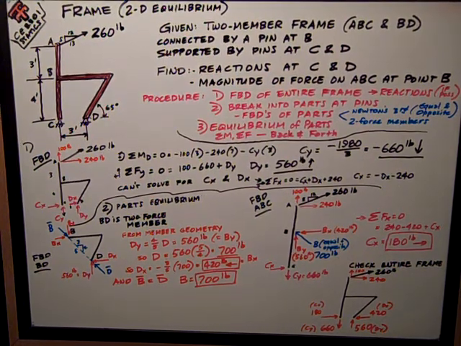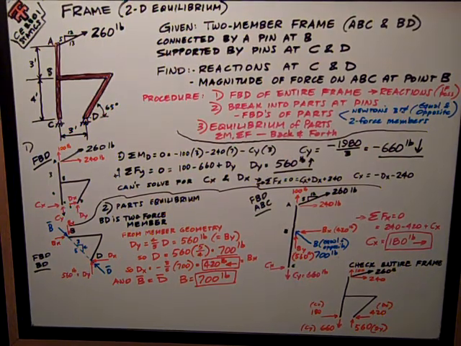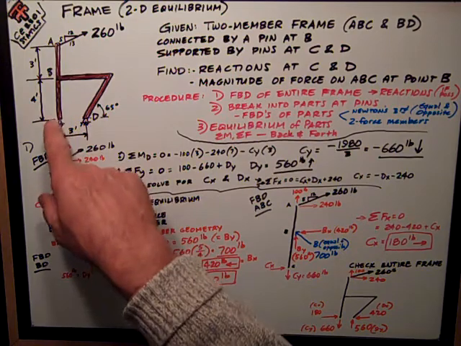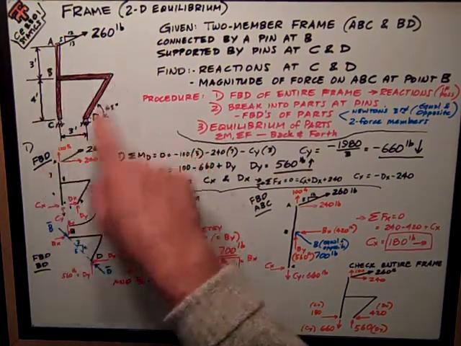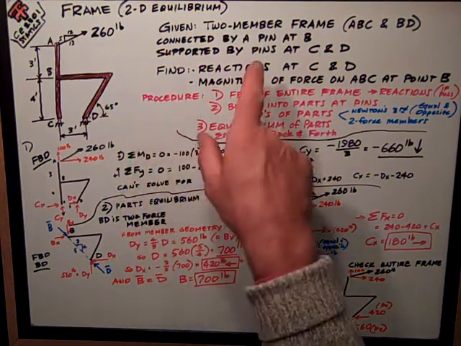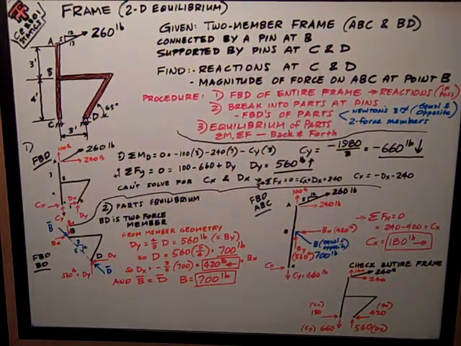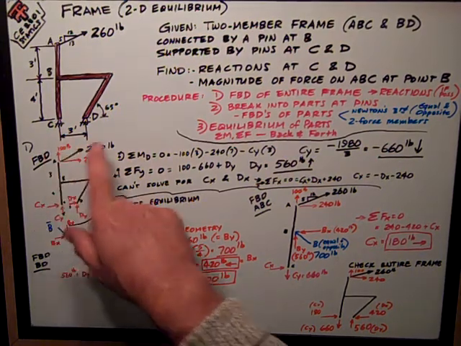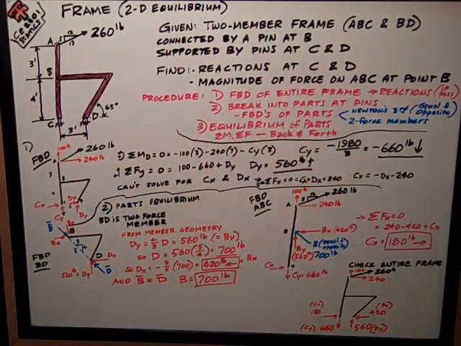We've got a frame problem, which is a 2D equilibrium problem. We've got this two-member frame. ABC is a vertical and BD is this bent member. Those two members are connected by a pin at point B and supported at the bottom by pins at C and D.